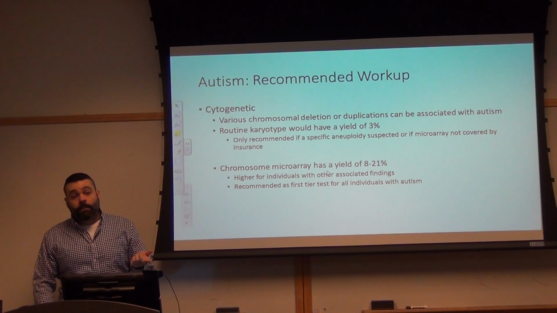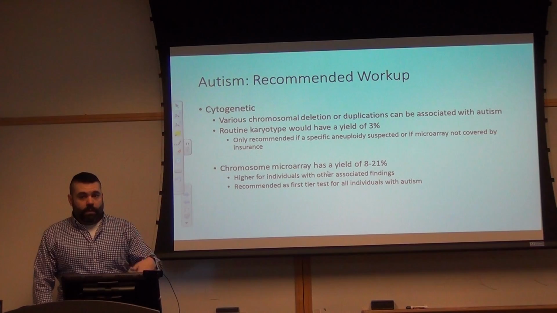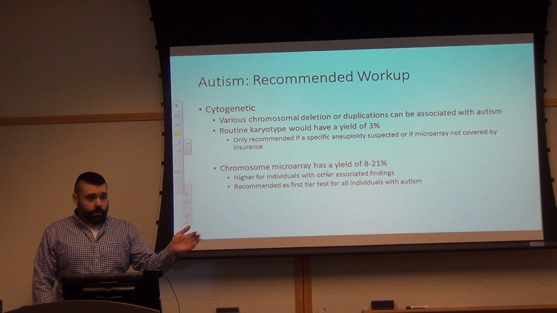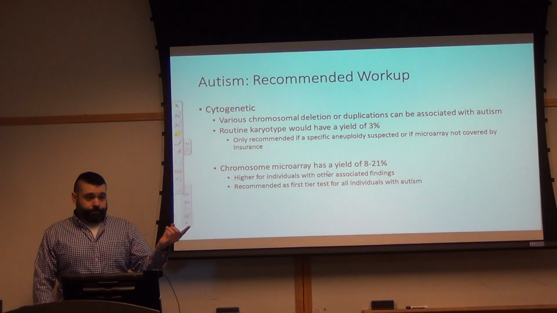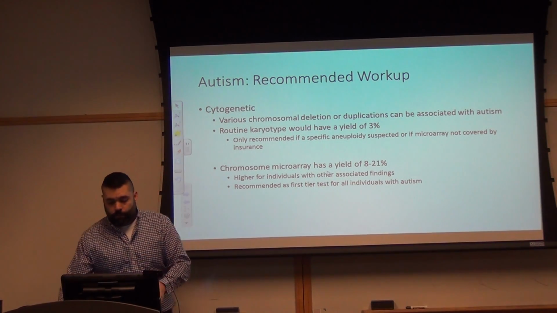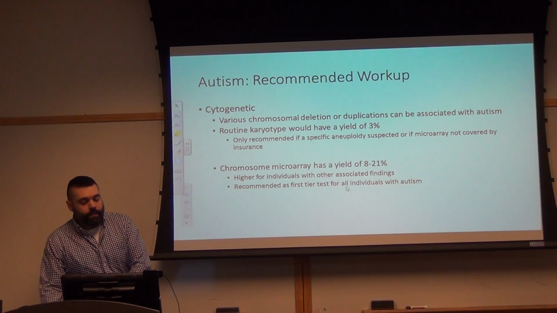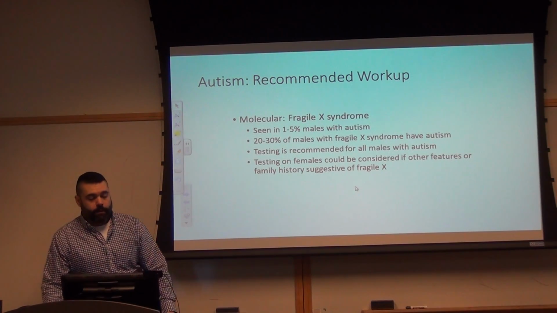What are you going to find though? Any sequence changes, it's out. Exon level changes, out. Translocations, out. So karyotyping still has, for these people, it's very, very important. And so this is recommended as a first-tier test for everybody with autism.